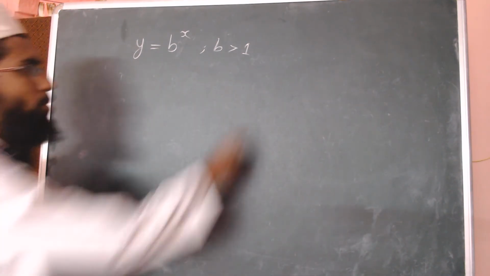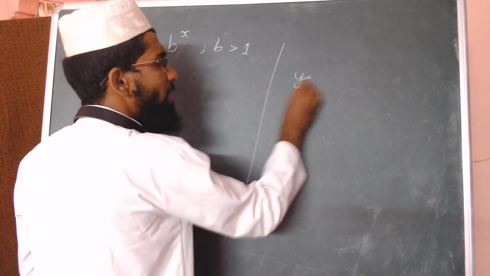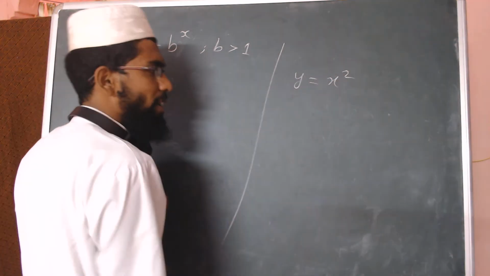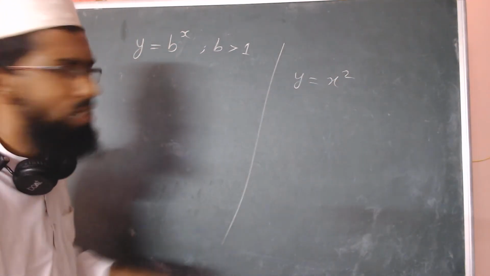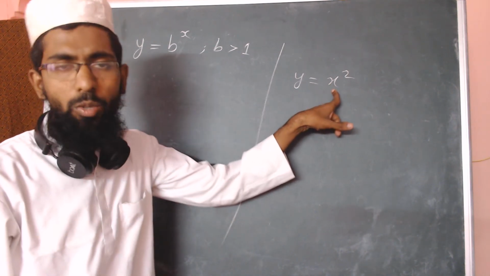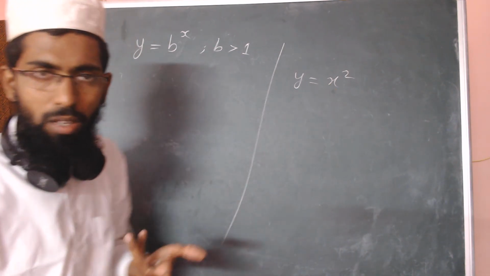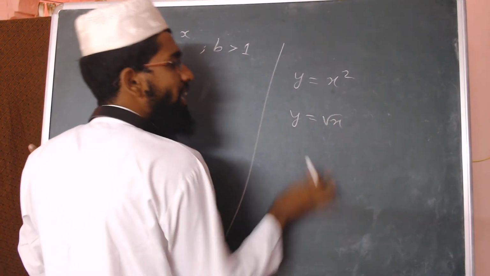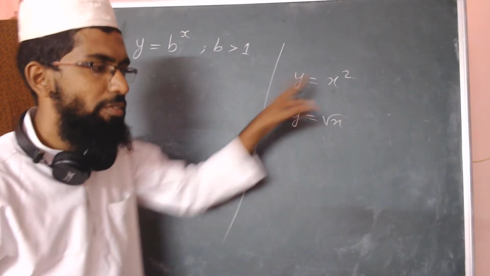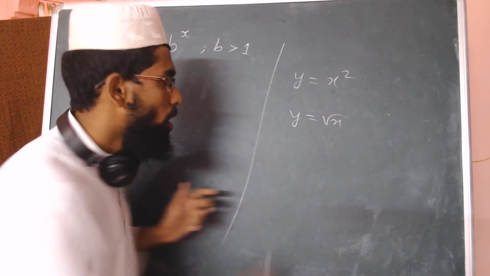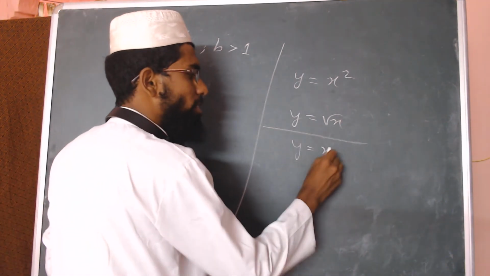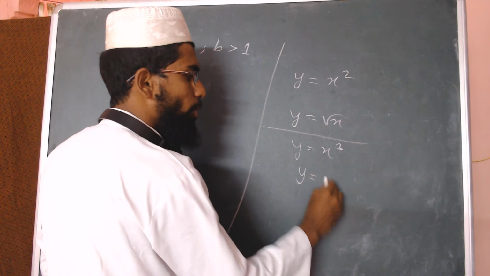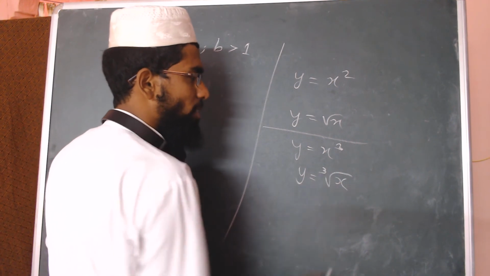For example, to make it clear, for y equal to x square, what is the inverse of it? The inverse function of squaring is the square root. So y equal to root x is the inverse of the squaring function. For the cubing function, y equal to x cube, what is the inverse function? y equal to cube root of x is the inverse function.